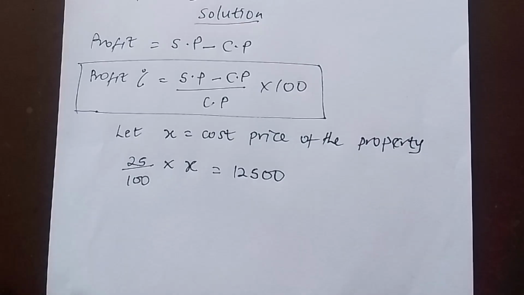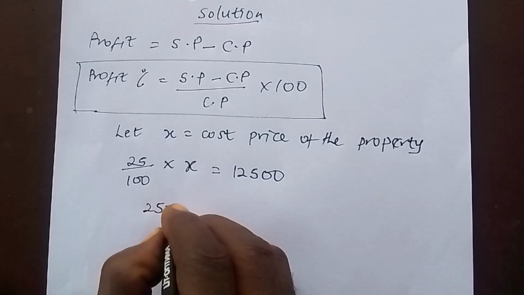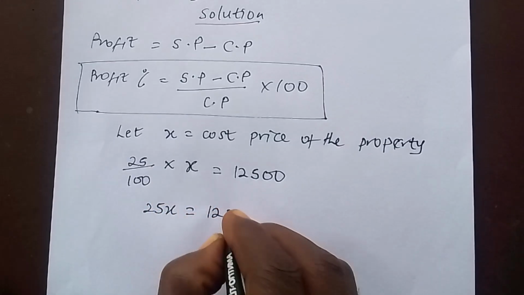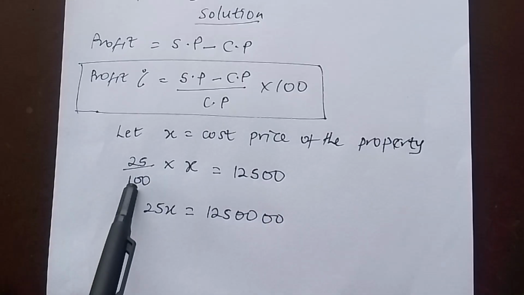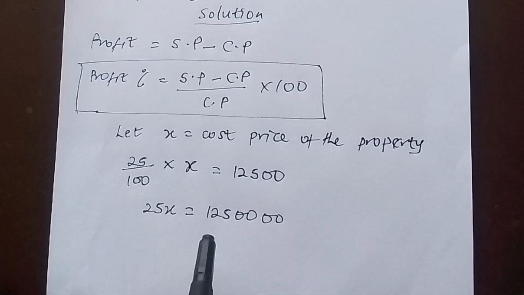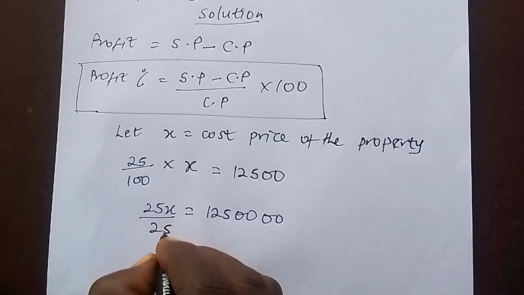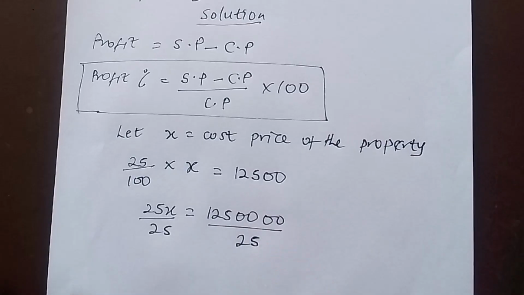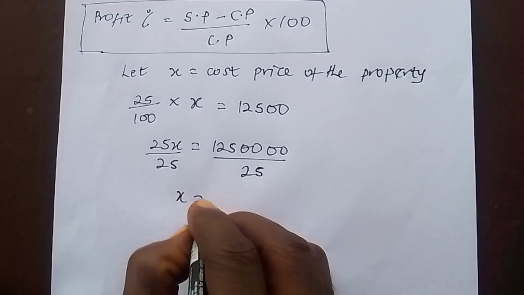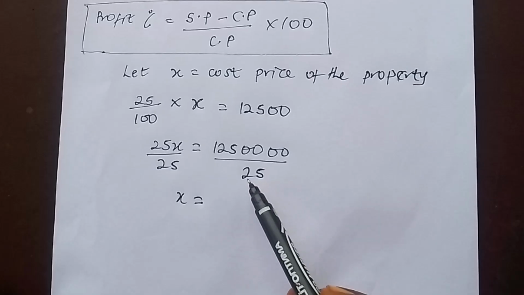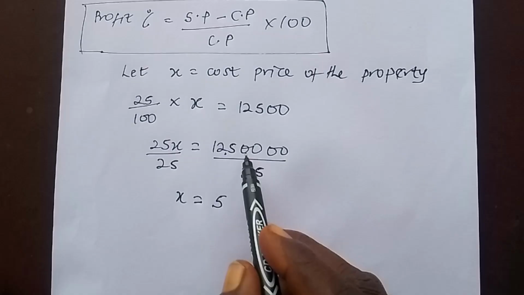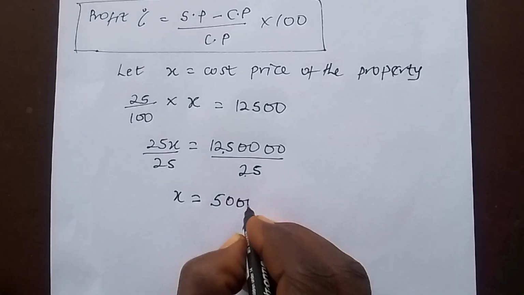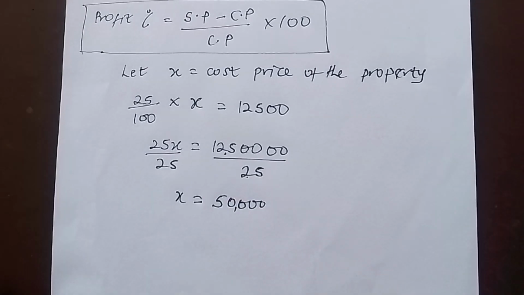We find X from this, which is 25X is equal to, that is, we are multiplying through by 100. So 100 times this will give us 1,250,000. Divide here by 25, here by 25. Now what are we getting for X? X is equal to, that is 25 goes into 125, 5 times. So that is 5. Then we add our 4 zeros, which is 1, 2, 3, 4: 50,000.